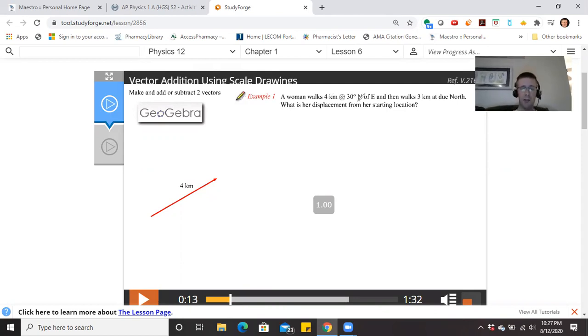Vector 1 is this first part of the problem, where she's walking 4 kilometers at an angle of 30 degrees north of east. The second vector we need to worry about is this one, where she's going 3 kilometers due north. Okay, so if you watch the animation, they're drawing the vector, just like we showed you in the last video. They drew our blue vector, which represents the second portion of this woman's journey.